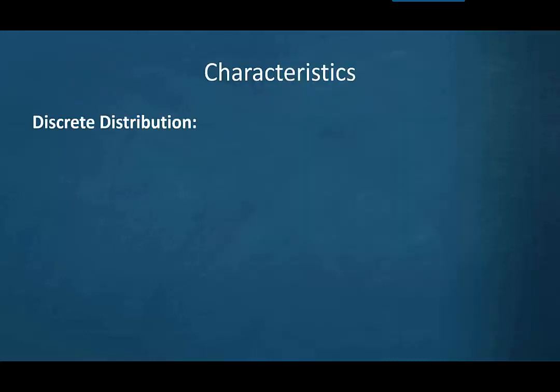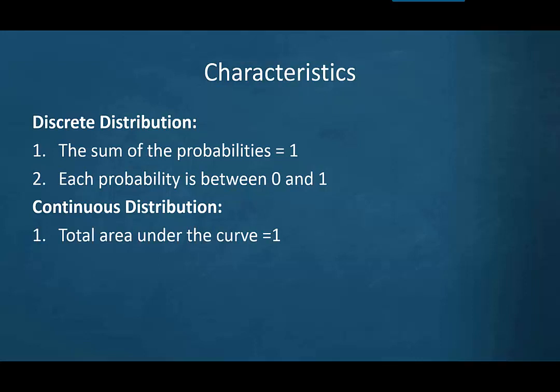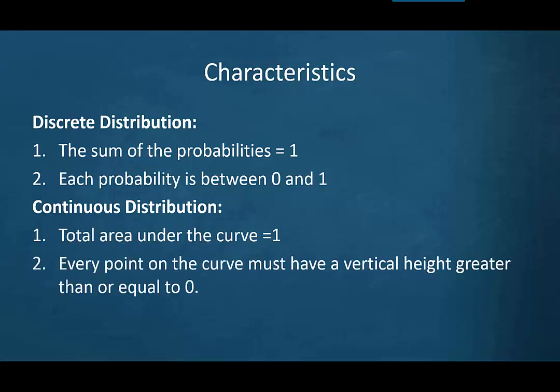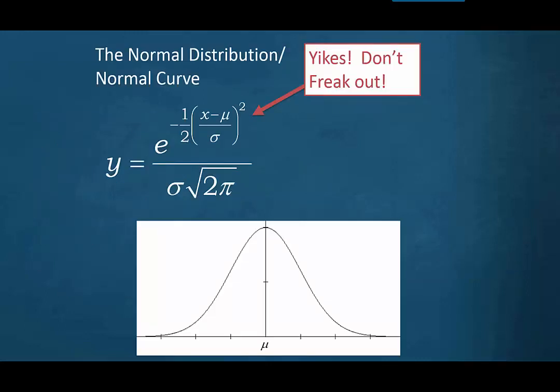Recall that for discrete distributions, the sum of the probabilities was 1, and each probability was between 0 and 1. Similarly, for the continuous distribution, the total area under the curve is 1. And every point on the curve must have a vertical height greater than or equal to 0. Here's what the formula actually looks like for the normal curve. The normal density function looks a little complicated, but don't freak out. You don't really have to memorize this for the course. We're going to be using tables or, most likely, technology, like the TI-84 calculator, to make our computations.